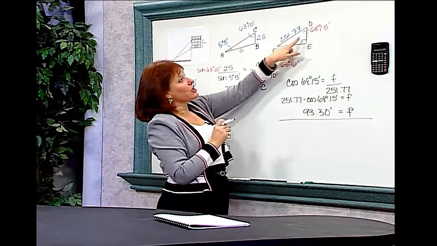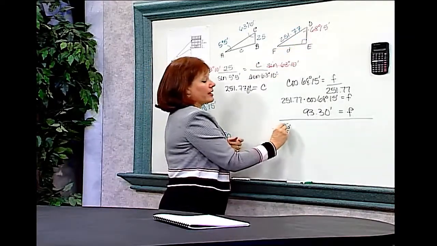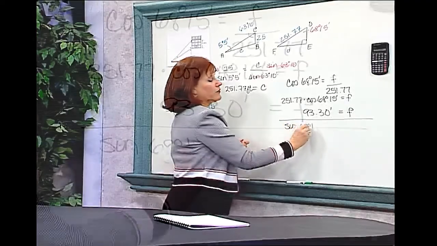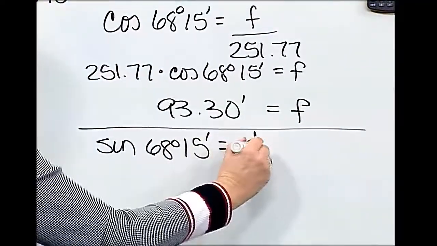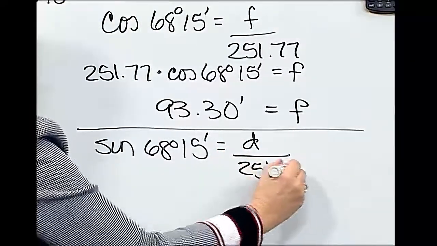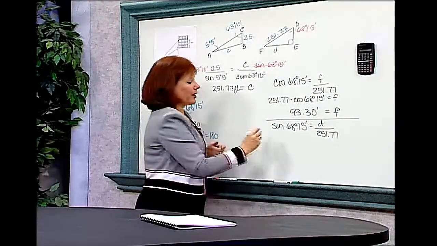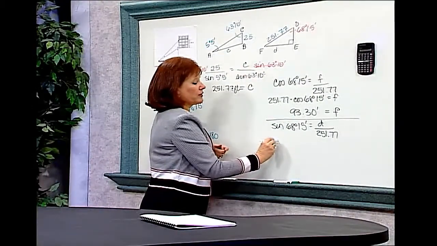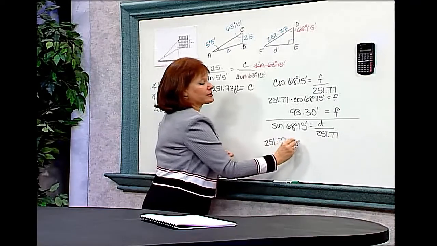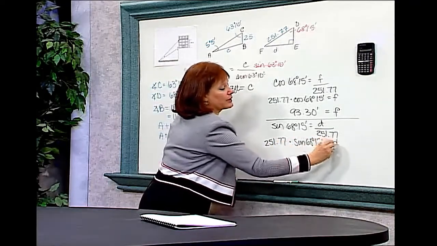If we look at d, it's opposite this angle, so I know that I want to use sine. I know the sine of 68 degrees 15 minutes is equal to d, the opposite, over the hypotenuse, 251.77. I know that I'm going to cross multiply so that I can get d by itself, and I'll have 251.77 times the sine of 68 degrees 15 minutes is equal to d.